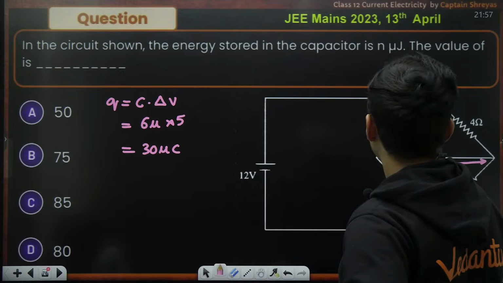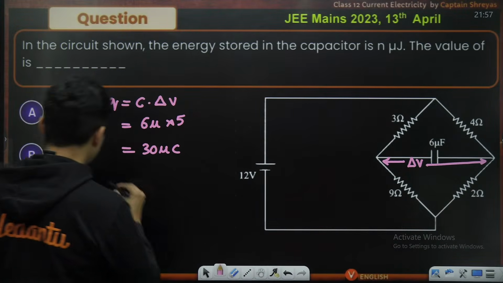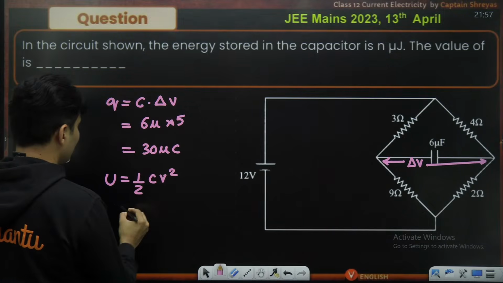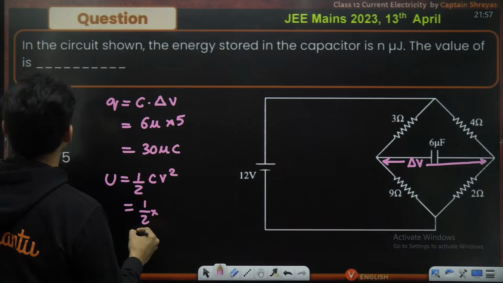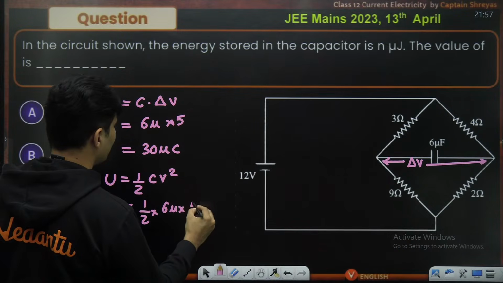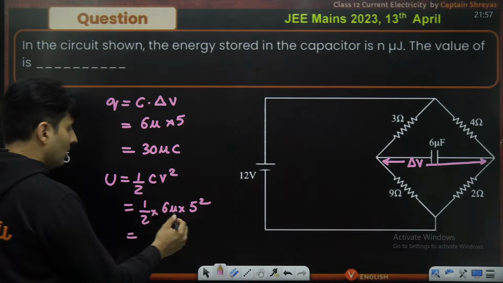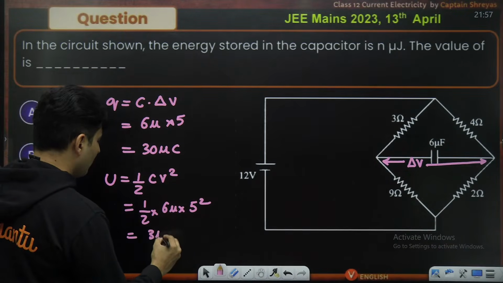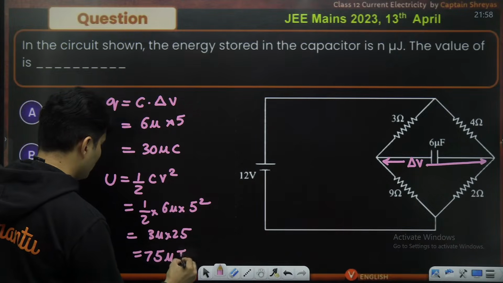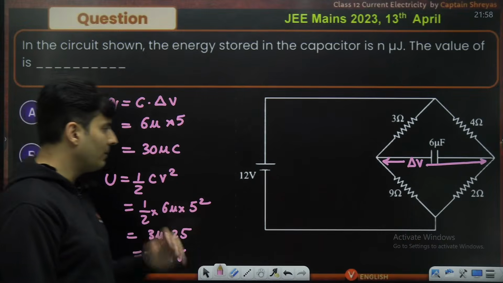I think, oh, they have asked energy stored in the circuit. My bad. Not the charge. So sorry, guys. Energy they have asked. So energy will be half CV square, I can use. So half capacitance. Capacitance is 6 micro, into voltage. Voltage is 5 square. Correct? So yes, 6 by 2 is 3. So 3 micro multiplied by 25. So that will be 75 microjoules. 75 is B option. Let's figure it out. Yes, it is correct. 75 microjoules.